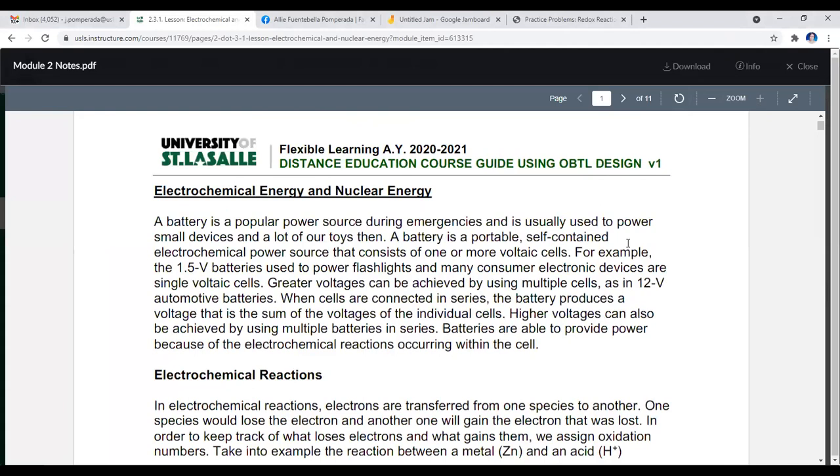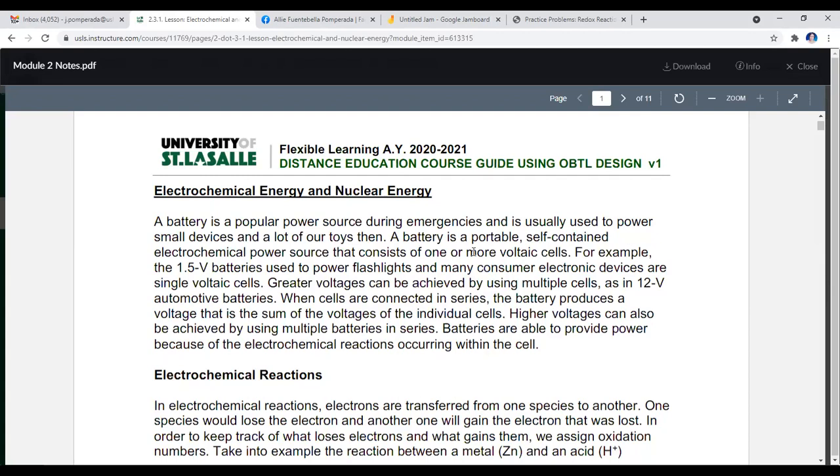Okay, so when we speak of electrochemical energy or nuclear energy, it has something to do with the cell or what we call the battery. So a battery is a popular power source during emergencies, especially if there is a power outage, and is usually used to power small devices and a lot of your toys.